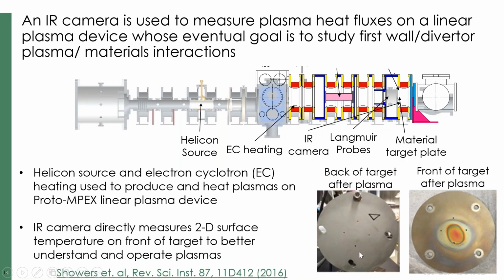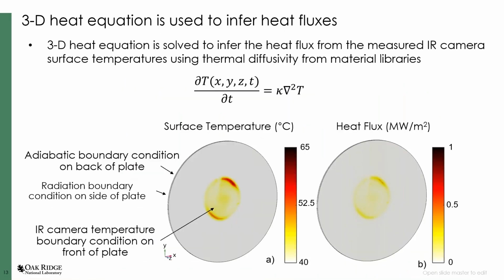That is shown on the bottom here. You can see that after the plasma, when we take out the target, it's very clean behind on the back of the plate, but on front of the plate, we see discolorations. So the IR camera directly measures the 2D surface temperature, but what we really want to get is the heat flux. And to do that, you again need to do modeling.